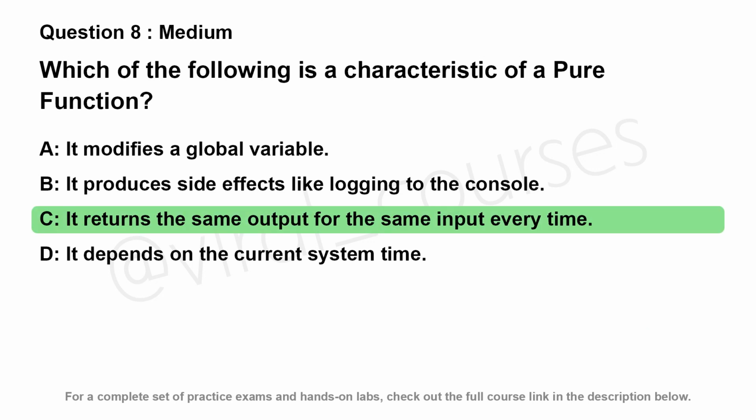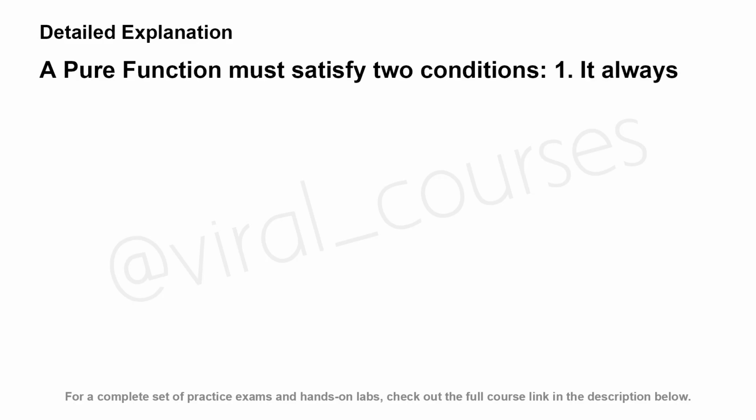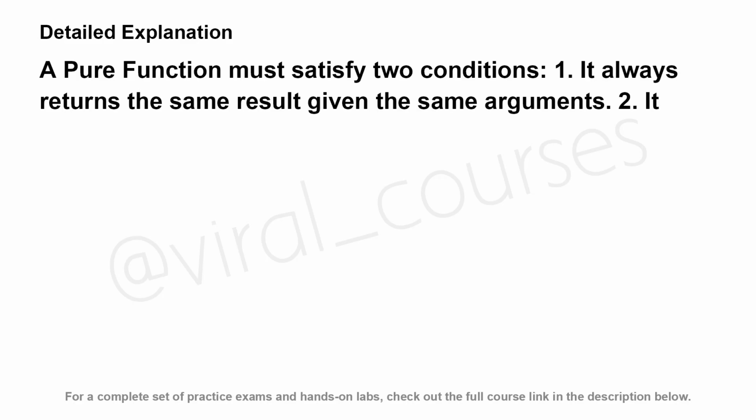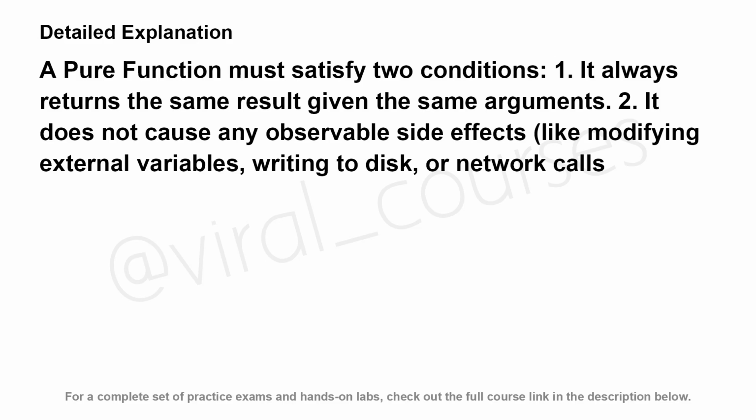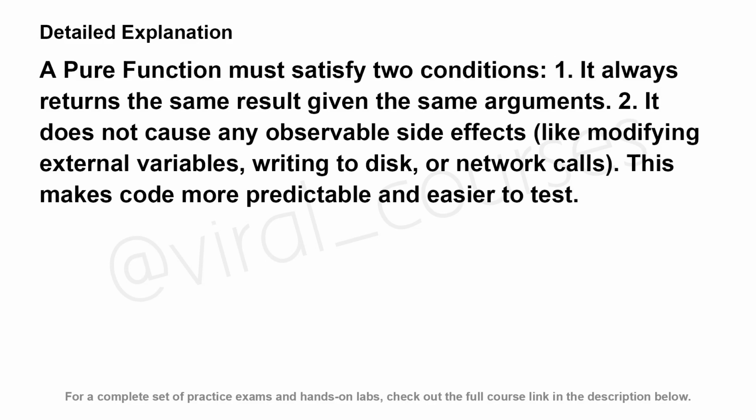The correct answer is C. A pure function must satisfy two conditions. 1. It always returns the same result given the same arguments. 2. It does not cause any observable side effects, like modifying external variables, writing to disk, or network calls. This makes code more predictable and easier to test.